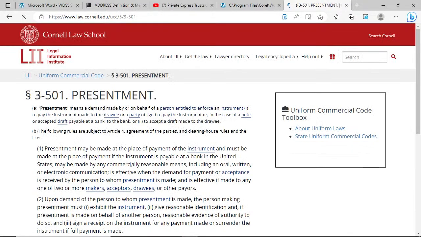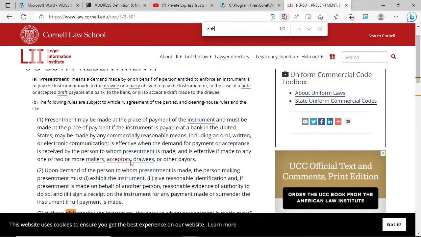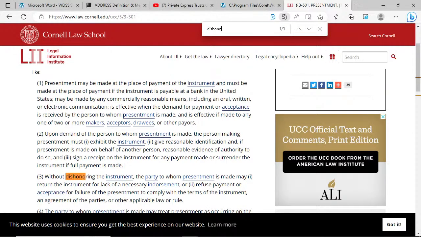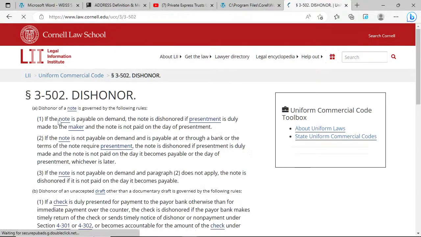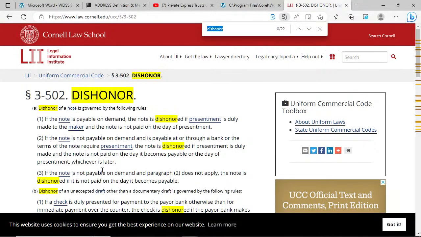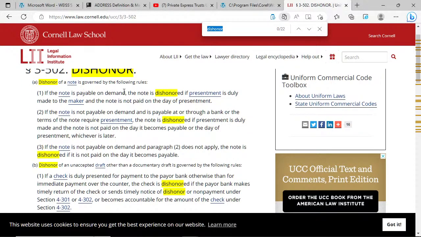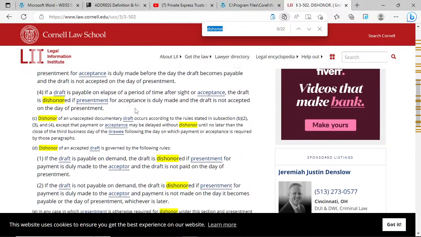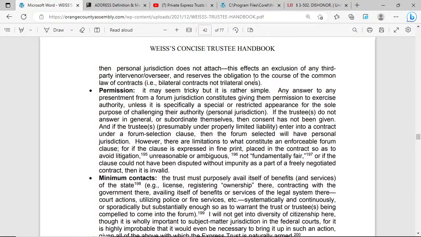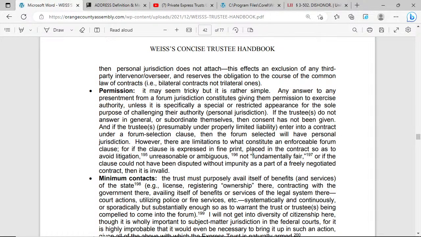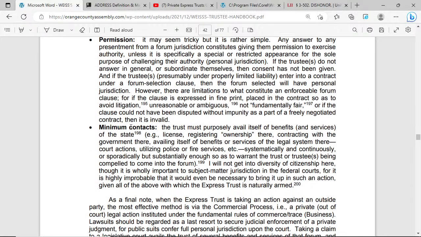If you don't believe me, UCC 3-501, dishonor. Dishonor of a note is governed by the following rules. Basically, I'm not going to go through all of this, but it's telling you that if you don't answer, you're in dishonor, and they're going to ding you for it. I'm telling you that's not right. Because the code, obviously you're not subject to the code, but they're coming after you, they're going to default you. Are you subject to that jurisdiction? No, but you should never, ever just not answer a suit. Don't do that. It's not smart. Continuing. And then last, minimum contacts.